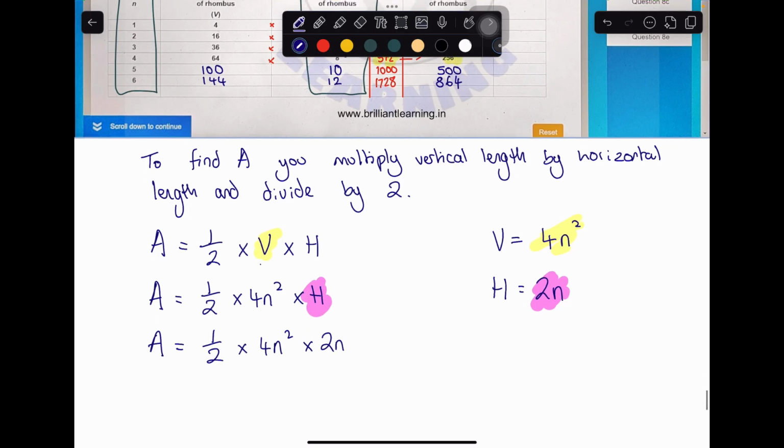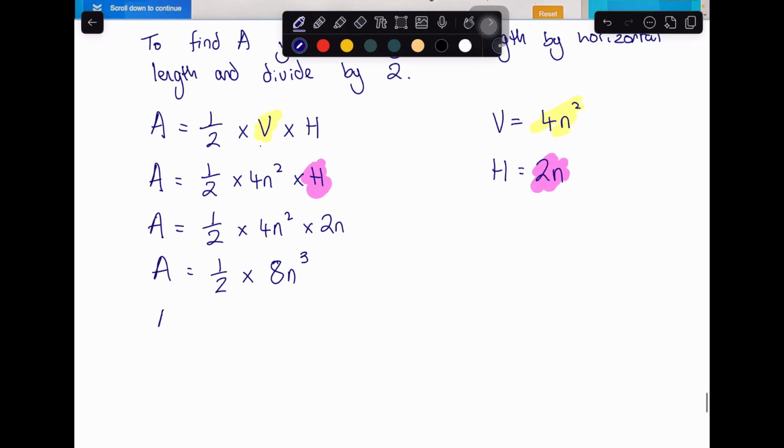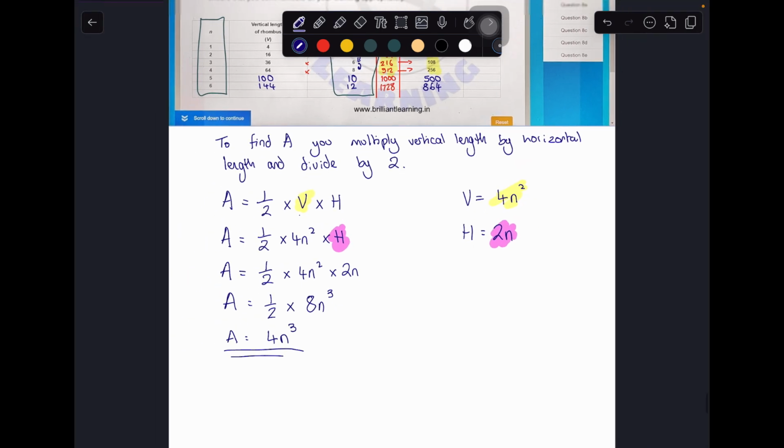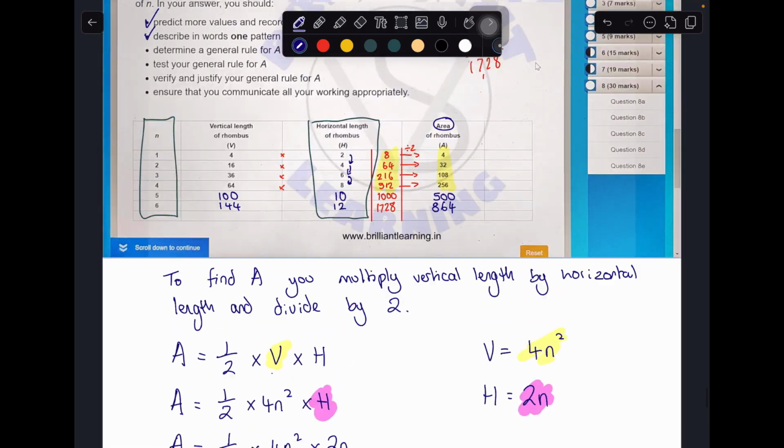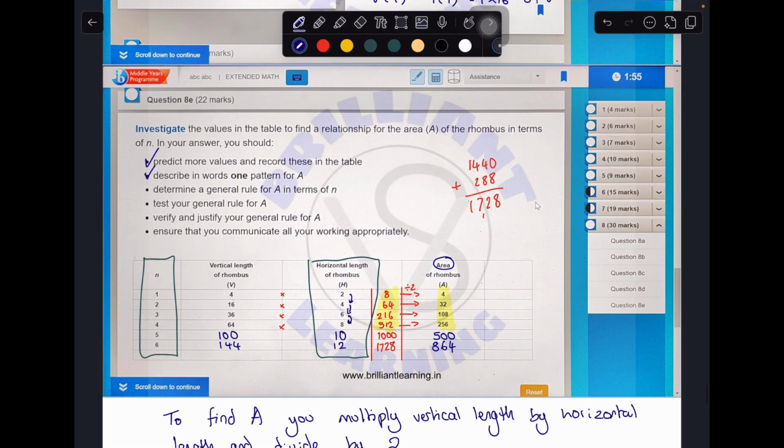Now this is all in terms of n. So let's just go ahead and simplify, make it look nicer. So a half times, what would that be, 8n cubed. A half of 8n cubed leaves me with 4n cubed. Okay, so that's my area in terms of n for the rhombus. Okay, so let's see what we've done. Right, now we need to test your rule for A, verify and justify, and then communicate.